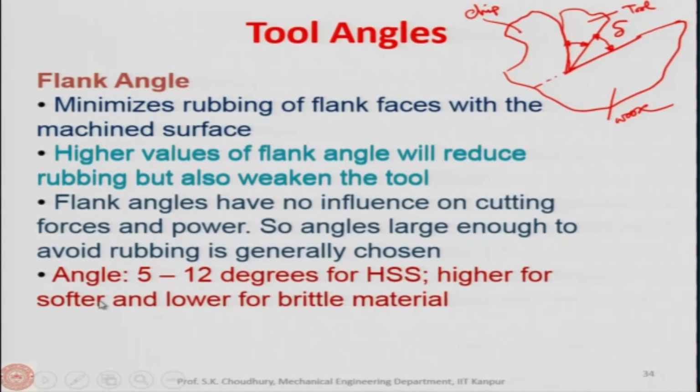And here also the angle range is about 5 to 12 degrees for HSS, higher for softer and lower for brittle material. Meaning that if the workpiece material is soft, the angle can be higher, because tool strength is not required to be very high, exactly as I already discussed in the case of the rake angle. And vice versa, this value can be lower if the workpiece material is hard or brittle, like cast iron, for example.